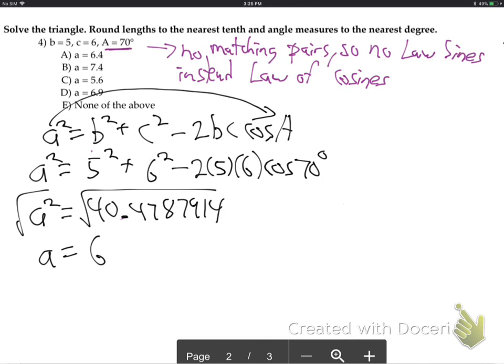I'm getting 6.36, and that rounds to 6.4. Answer A. 6.4, answer A. We good? All is well?